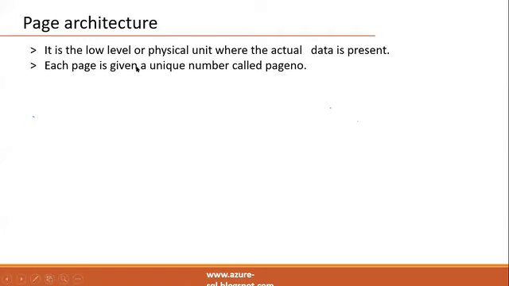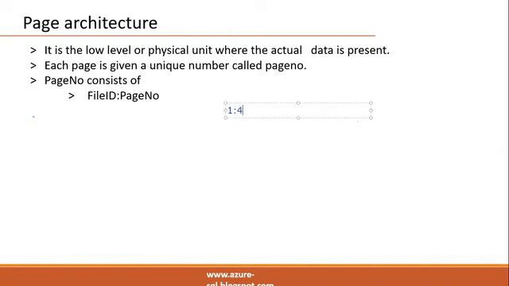Each page has a unique number called the page number. The page number is a combination of file ID colon page ID. Suppose file ID 1 means the MDF file, colon page number. But always remember, the first page number starts from 0, then 1, 2, 3, 4, like this. 1 means file ID, this is the page ID, and the combination is the page number.